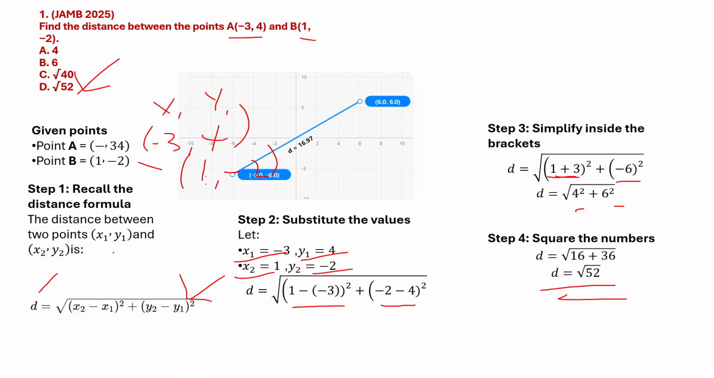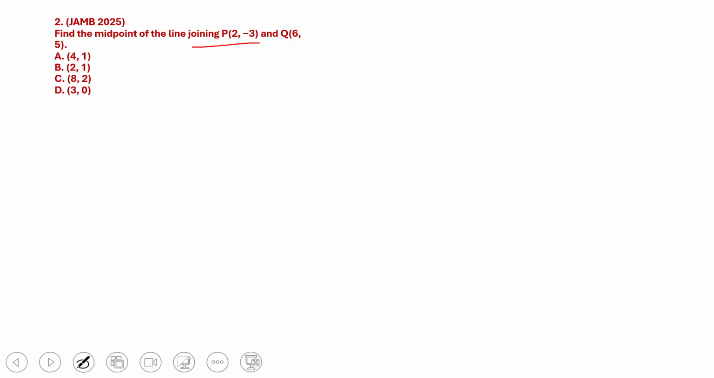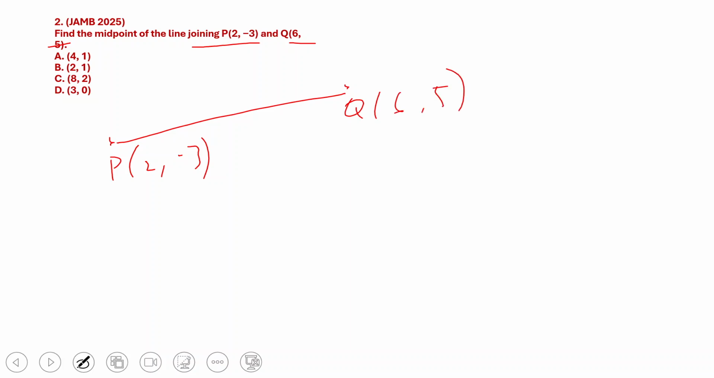So we move to the second question. This is still from JAMB 2025. It says find the midpoint of the line joining P, coordinates 2 and minus 3, and Q, coordinates 6 and 5. So let's say we have a line like this, and this is point P, and point P has 2, minus 3, and point Q has 6 and 5. So we have to find the midpoint.